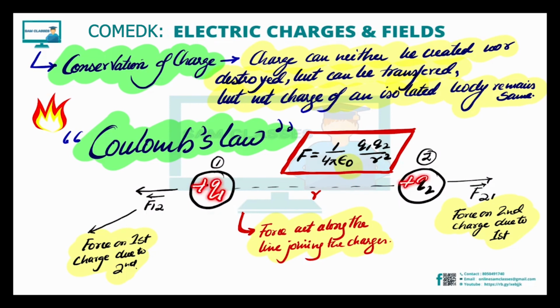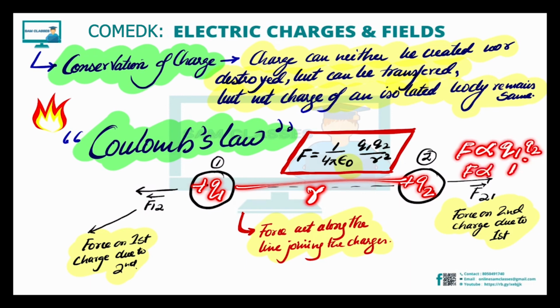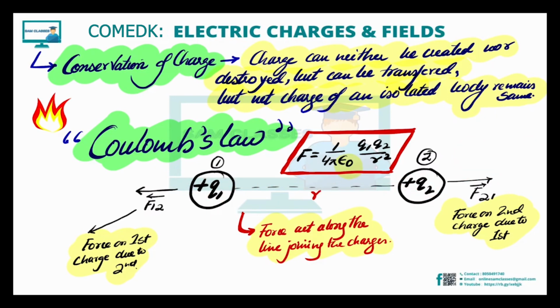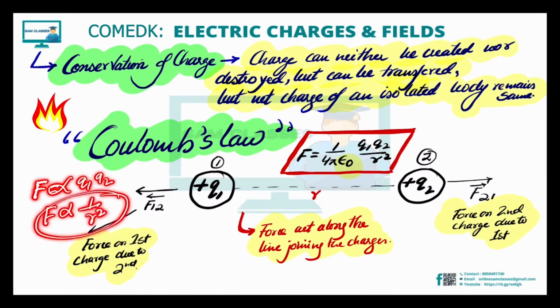Two charges, Q1 and Q2, attract each other or repel each other. The force they exert is directly proportional to the product of the charges and inversely proportional to the square of the distance between them. So you found out two things: the force between two charges is directly proportional to their product, and inversely proportional to the square of the distance between them. We'll learn more in detail about these two.